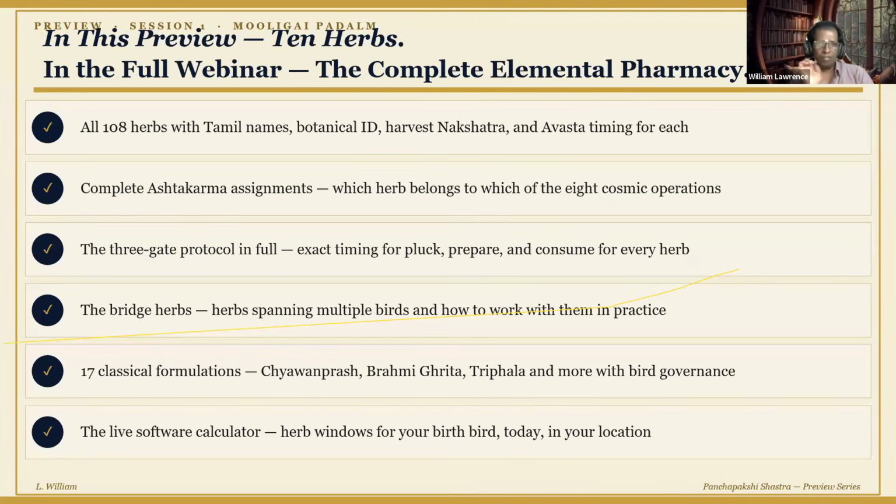Okay, there is Ashtakarma also. This is related to 108 names. With the Ashtakarma, the 3-gate protocol, and Chavan Prash, Brahmi Grita, and many other things, which bird's person can take Chavan Prash regularly, who can take Brahma Grita, who can take Tripala, who can take certain Rasayana, who can take certain Arishta is all part of it. In class, I will tell you in detail what will suit each person.